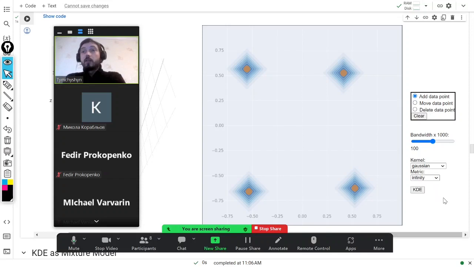Or we can use the infinity metric. And get something like this.